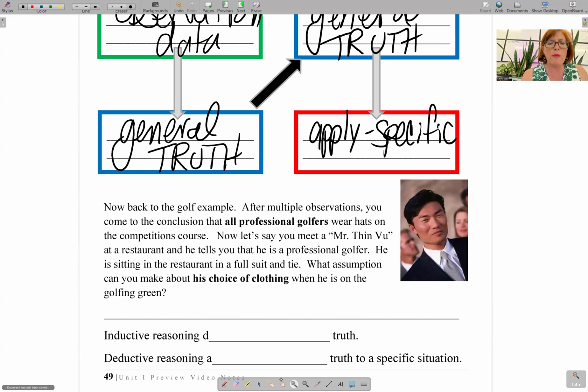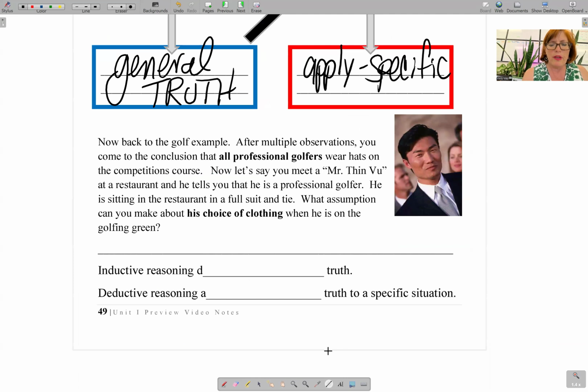Now, go back to our example. After multiple observations, you come to the conclusion that all professional golfers wear hats on the competition course. Now, let's say you meet a Mr. Tinvu at a restaurant. There's Mr. Tinvu, and he tells you he's a professional golfer. Right now, he's in some sort of suit. He's obviously not wearing a hat. He has a tie. He's sitting in a restaurant in a full suit and a tie. But what assumption can you make about his choice of clothing when he's on the golfing green?